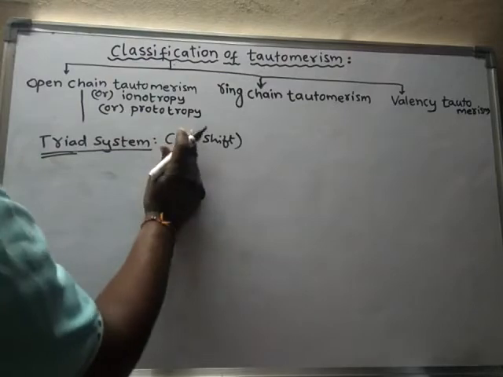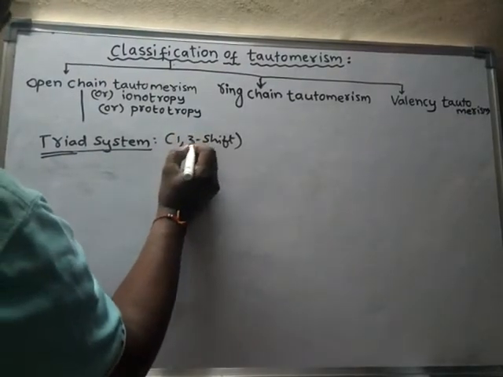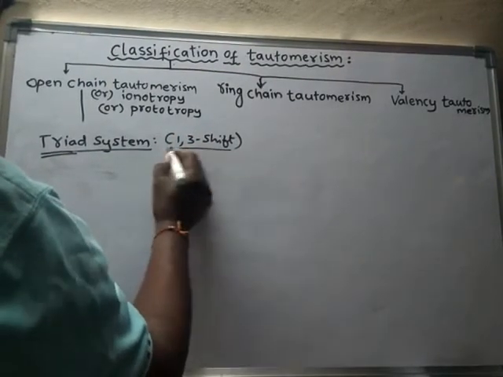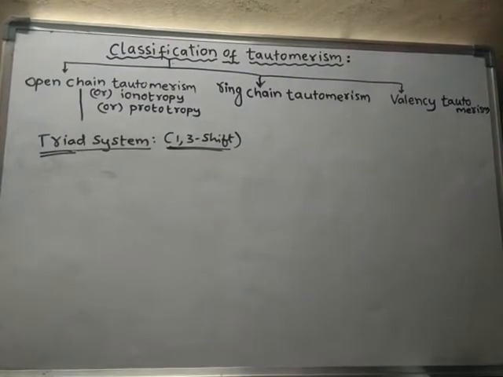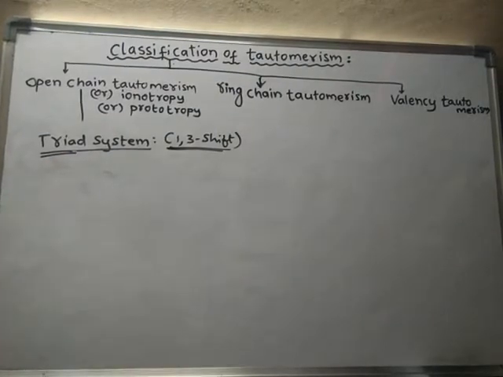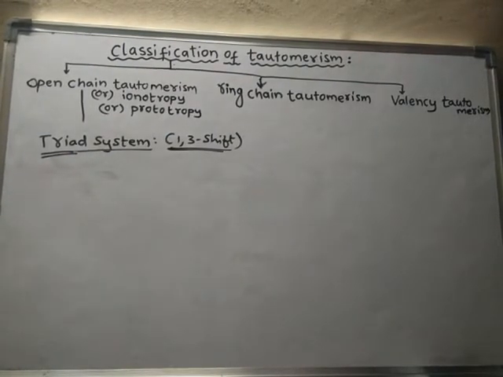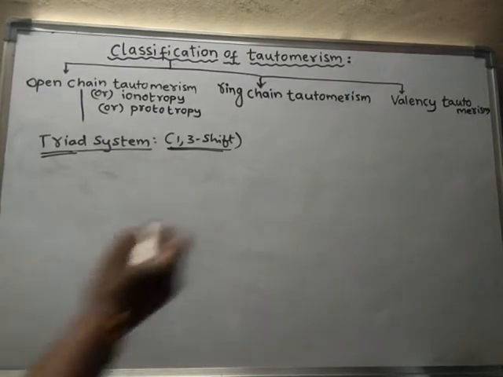Triad system, it is also called 1-3 shift. So here in this system, the hydrogen atom will move from the first atom to the third atom. Here hydrogen shifts from atom 1 to the third atom.